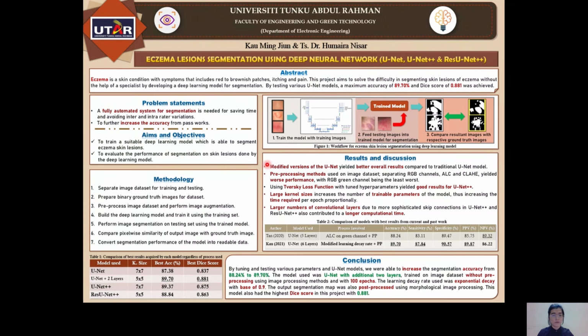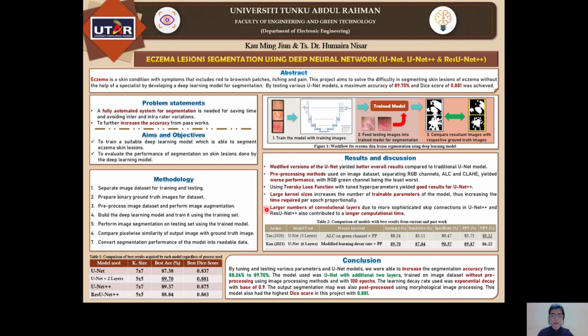Firstly, all modified versions of the UNet yielded better overall results compared to the traditional UNet. Next, pre-processing methods used on our image dataset, such as separating the RGB channels, ALC, and CLAHE yielded worse performance, with the RGB green channel being the least worst. We also used various loss functions in conjunction with all of our models, and Tversky loss yielded good results for UNet++. Using larger kernel sizes or filter sizes increases the number of trainable parameters of the model, therefore increasing the time required to train it.